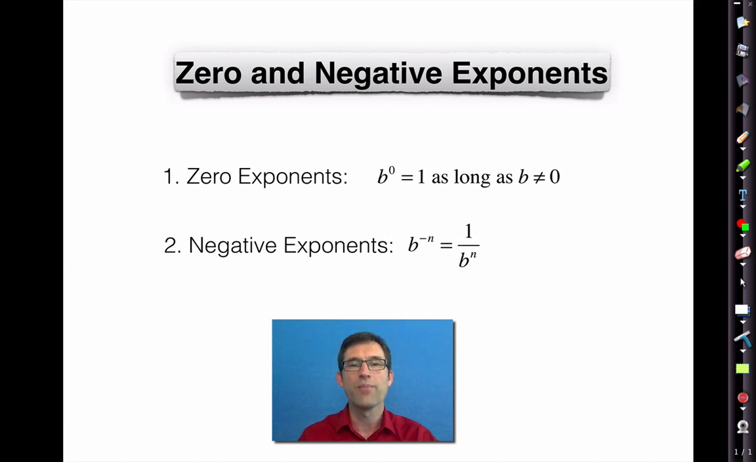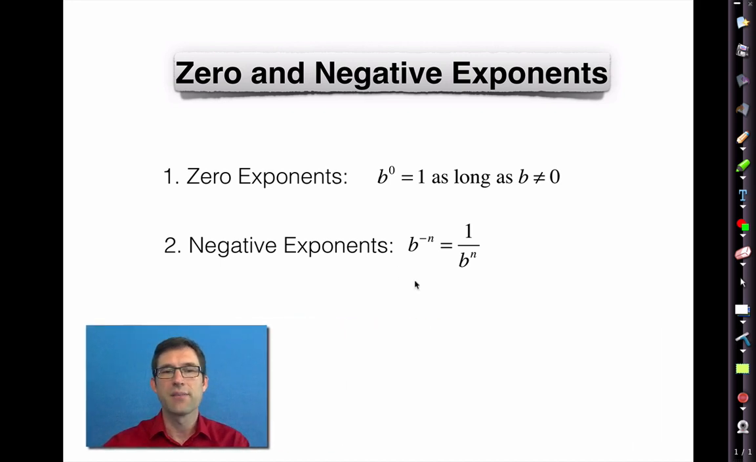Negative exponents: b to the negative n is the same as 1 divided by b to the n. In other words, if I had something like 3 to the negative 5th, that would be the same as 1 divided by 3 to the 5th.